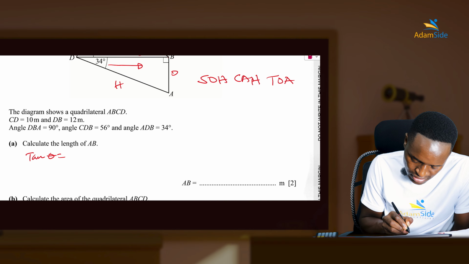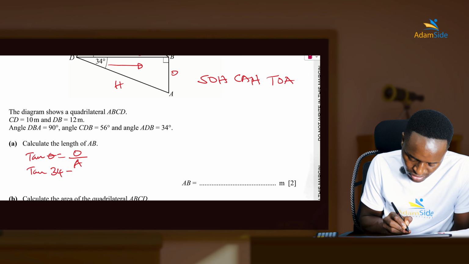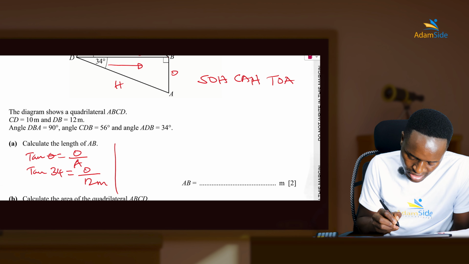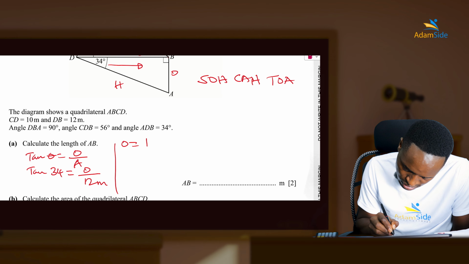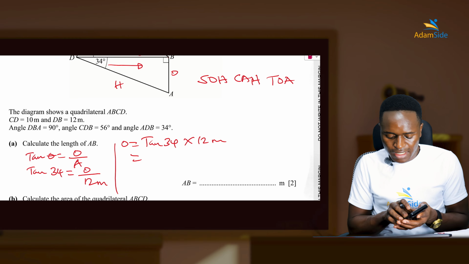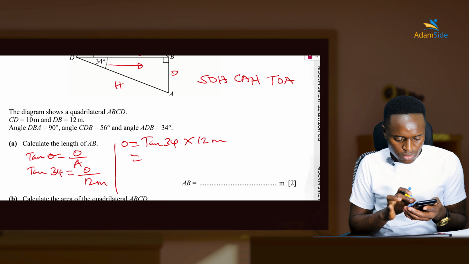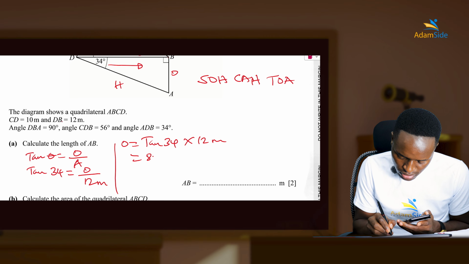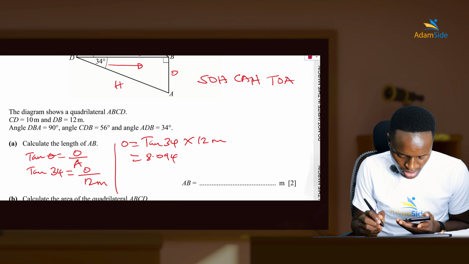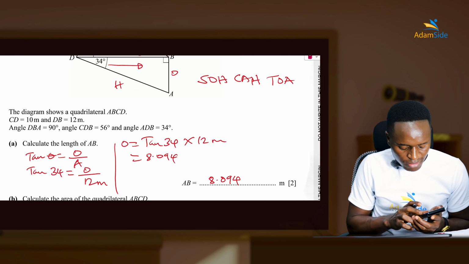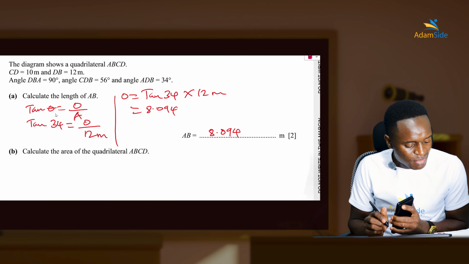tan theta is equal to opposite over adjacent. So you say tan 34 degrees is equal to opposite, which is O over 12 meters. Therefore, you say opposite is tan 34 times 12 meters. What do you get? Tangent 34 times 12. You end up getting 8.094, which is the answer. 8.094 meters.